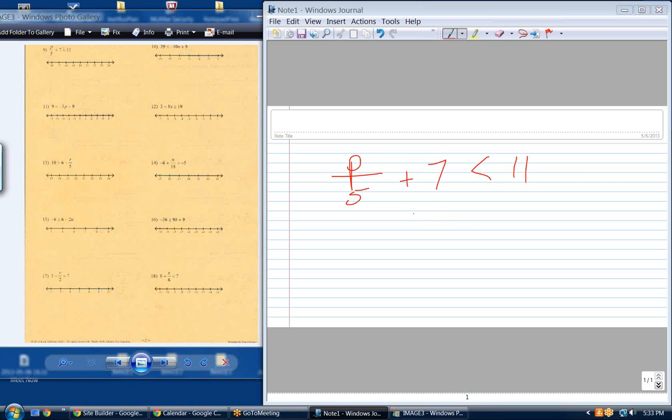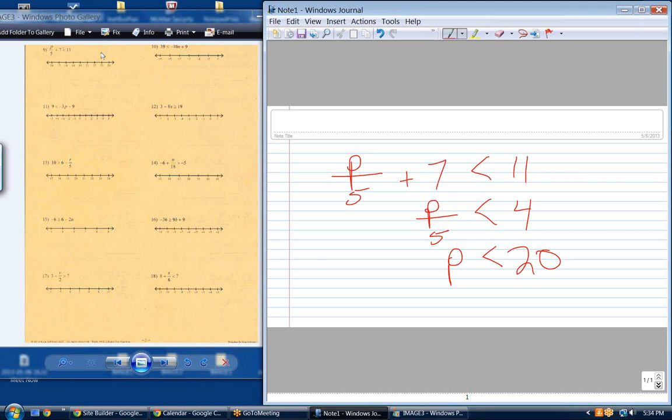Okay, so what's the next line read? 4. So it'd be p over 5 is greater than 4. Less than. Oh yeah, my bad. I wrote it wrong. Less than 4, I meant. Okay, what's the next line? And the next line? So would it be 20? So would it be p is less than 20?